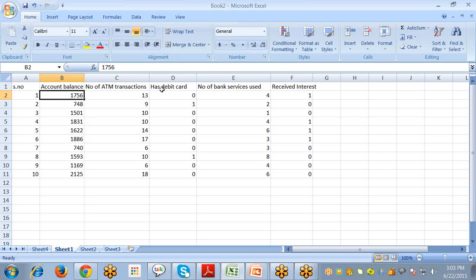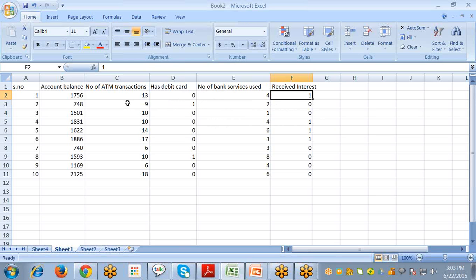And the third column is has debit card, which means whether there is a debit card for this account or not. So 0 represents that there is no debit card, and 1 represents that they have a debit card. And number of bank services means how many services this account has used. So it shows that 4 bank services are used by this account, and 2 services by this one, and so on. And at last it is receipt interest, where 1 means getting interest and 0 represents that no interest will be paid to this account.